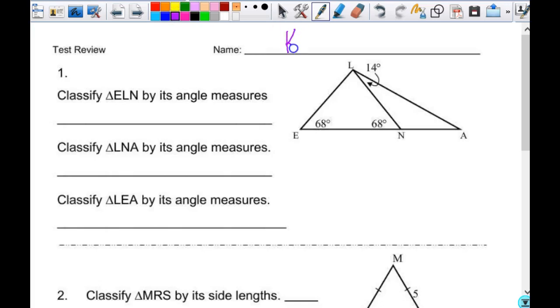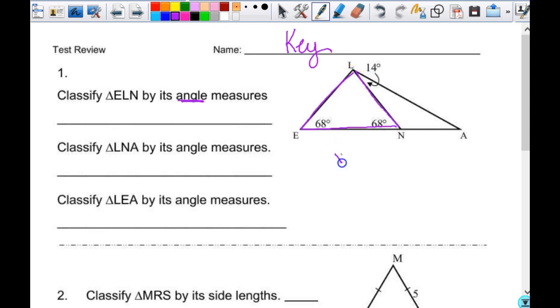All right, so here is the key. It says to classify triangle ELN by its angle measures. If I'm going to use angle measures, that means it's not equilateral, not scalene, not any of that kind of stuff. Triangle ELN, which is this one, I need to classify by its angle measures, which means I need all three angle measures.